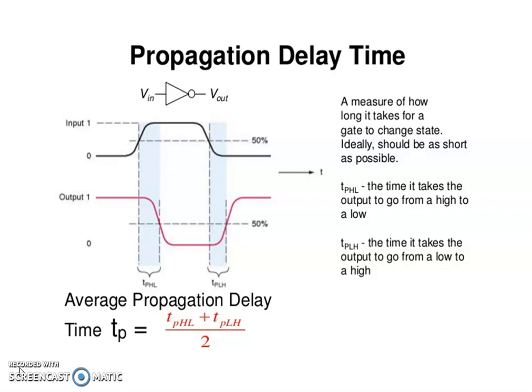Now, what are the examples of propagation delay? If we take a standard transistor logic integrated circuit, it has tPHL equal to 7 nanoseconds and tPLH equal to 11 nanoseconds. Now, how to calculate the propagation delay? Propagation delay equals (11 plus 7) divided by 2, equals 18 divided by 2, equals 9 nanoseconds. And this is the average propagation delay. Got it? That is how to calculate propagation delay.